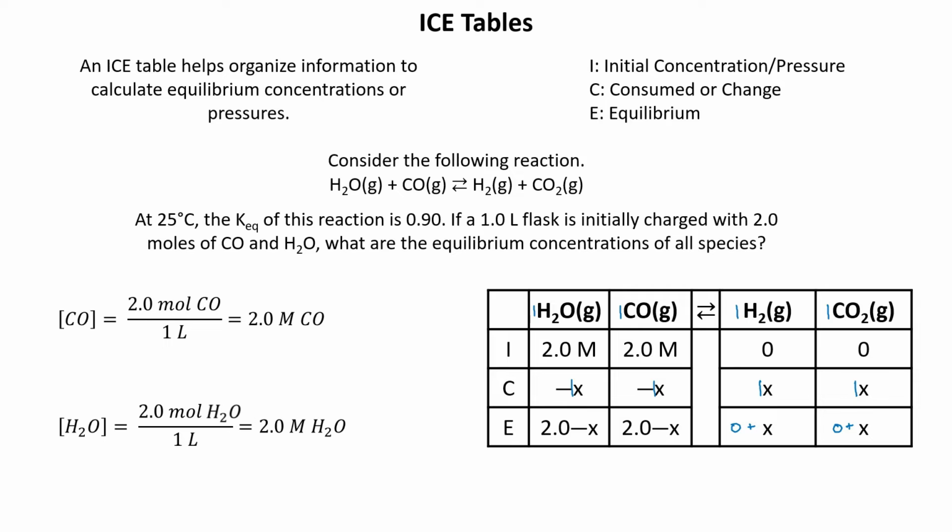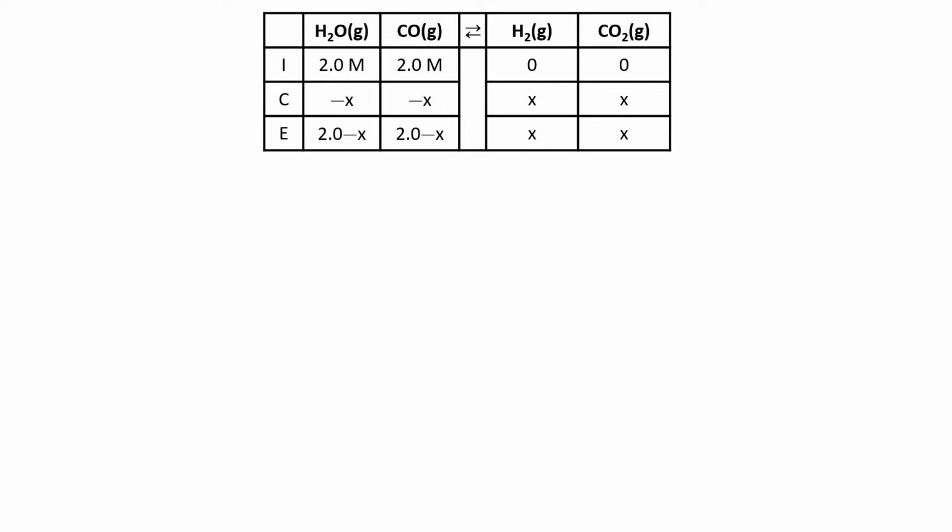Now that our ICE table is filled out and we have expressions for our equilibrium concentrations of both our reactants and our products, we can use our KEQ to calculate what X is. We're definitely going to need some more space though, so let's go to the next slide. Okay, so I'm keeping my ICE table right here at the top to reference because I am going to need specifically this equilibrium row right here. Let's write the KEQ for this reaction.